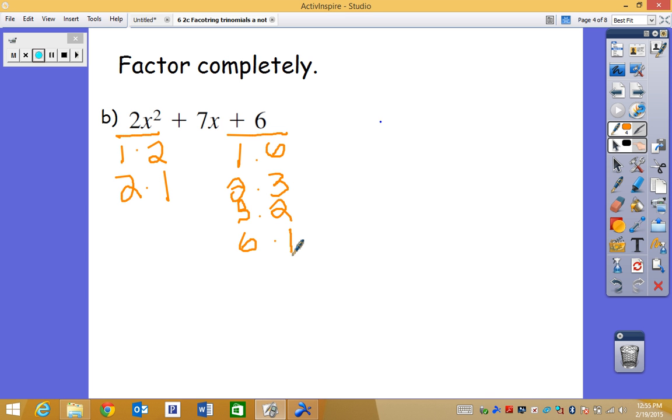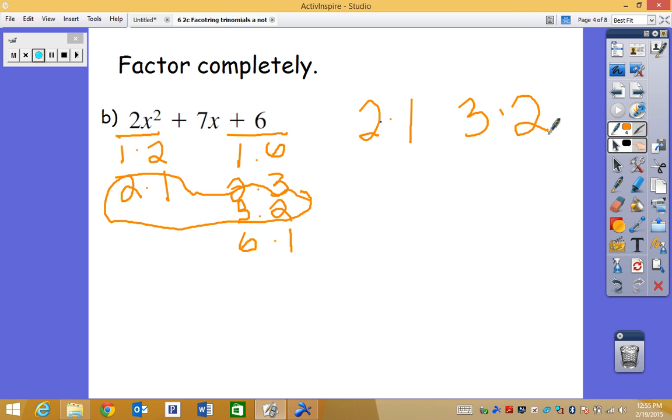So the pair that works is right here. It's kind of messy to see, but I'm going to pull those off to the side over here. So it was 2 and 1 and 3 and 2. Because 2 times 2 is 4 and 3 times 1 is 3. And 3 plus 4 gives me that 7x that I want.